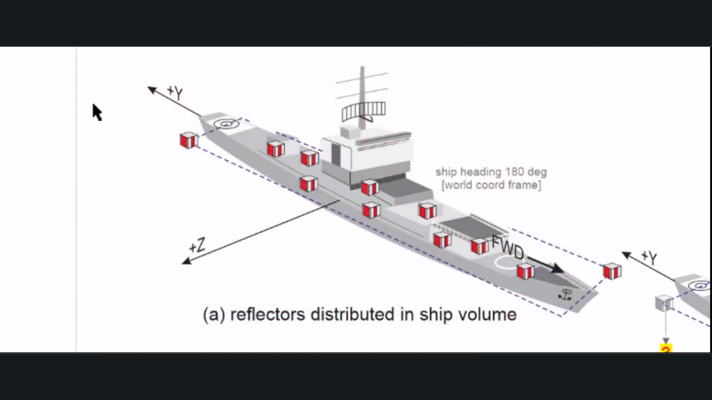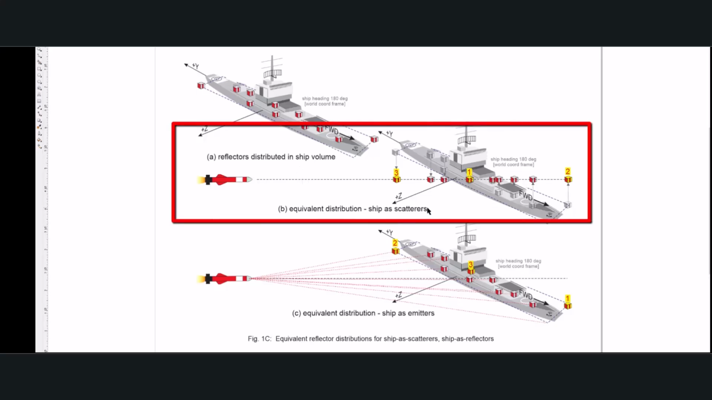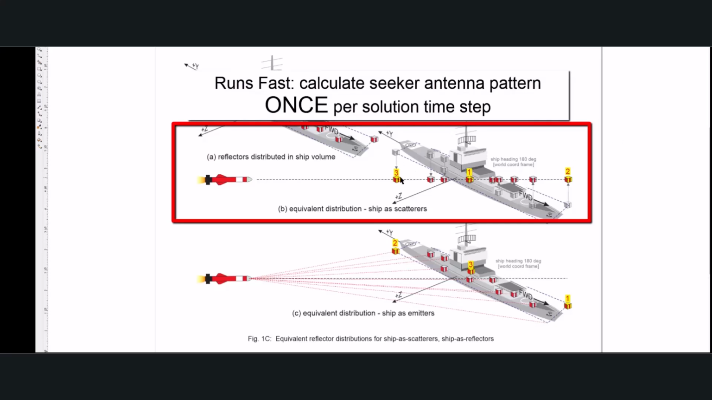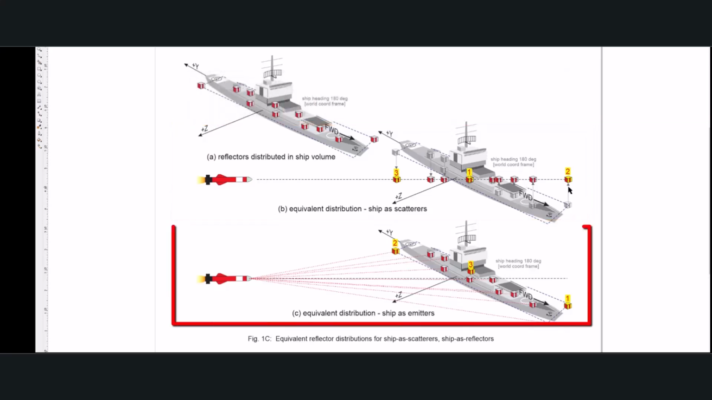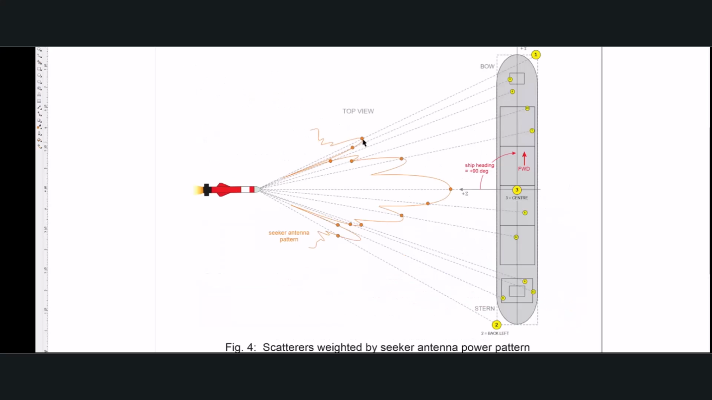So here we have, this is from the big book, where the scatterers are physically. If we represent the ship as scatterers, what that means is that the seeker antenna pattern is only calculated once. It's as though all the scatterers are sitting on the same line, the same bearing. We only need the seeker antenna pattern once. But if they're spread out in angle, when they're represented as emitters, like each is its own little mini ship, then we have to calculate the antenna pattern for every single one of those reflectors. Very time consuming. And it would look like this. See how each emitter comes through the antenna pattern at a different angle?